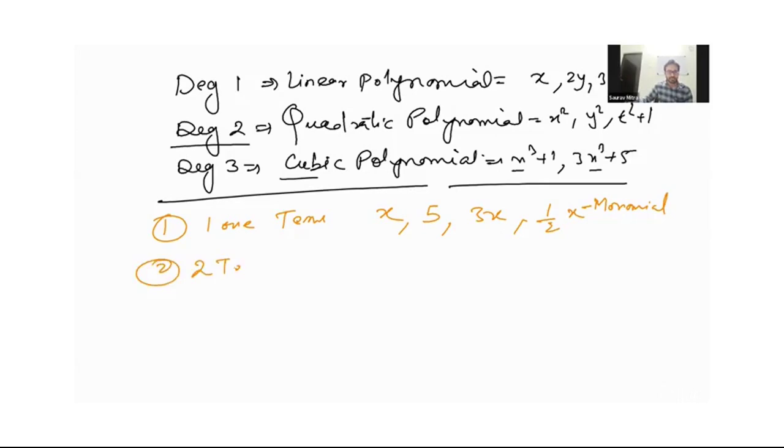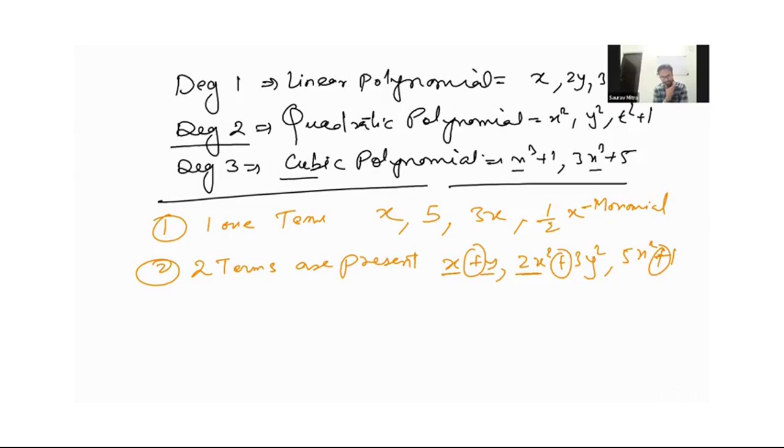If two terms are present in the expression, just like x plus y, 2x square plus 3y square, 5x square plus 1. Though there are two terms, these terms are segregated by the plus sign. So these two terms are present and they are called binomial.